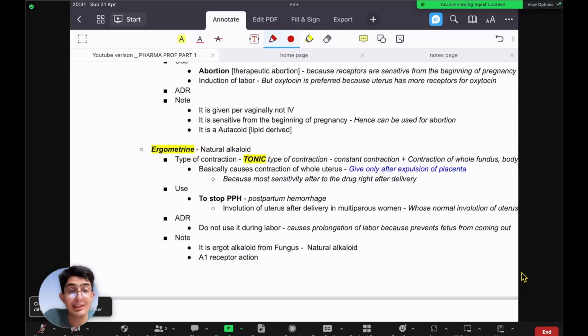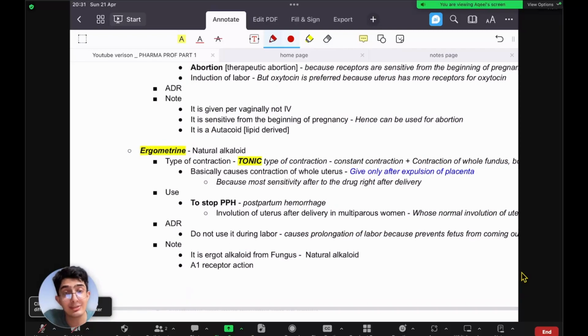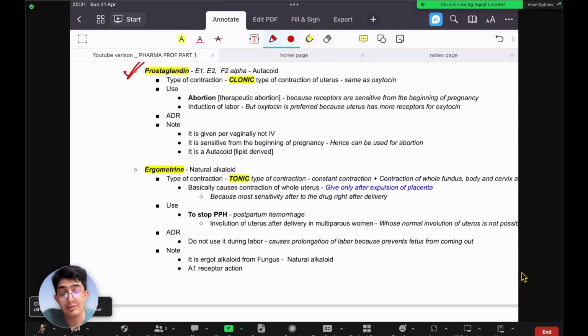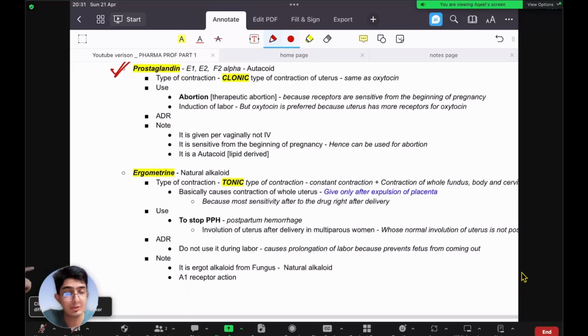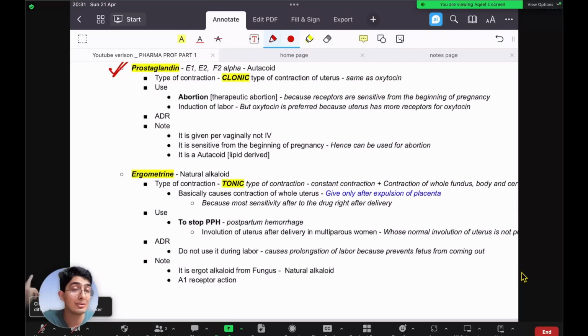Now more important than what ergometrine is, is what kind of contraction it causes, right? If you watched my first two videos on oxytocin and prostaglandin, in those videos I've talked in detail about the types of contraction. There are basically two types of contraction. One is tonic type of contraction, in which the contraction is not followed by relaxation, it is like persistent contraction, and the other one is clonic type of contraction, right? In clonic type of contraction, the contraction is followed by relaxation, right?